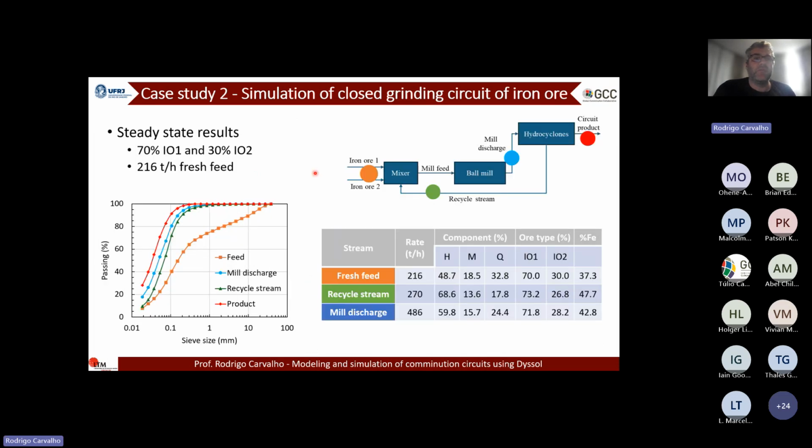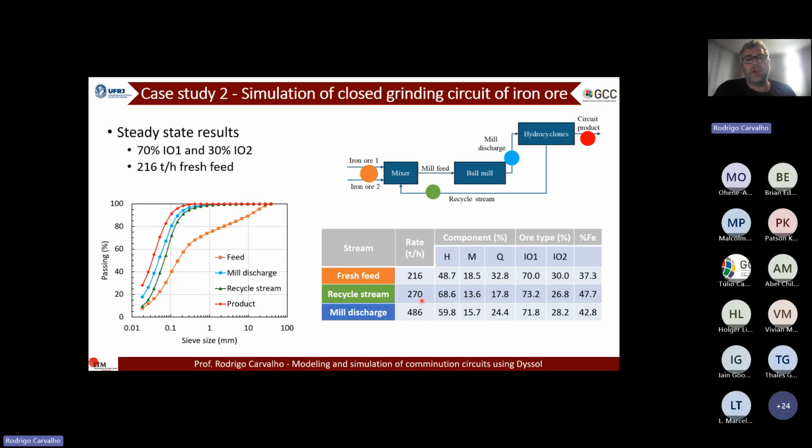So when we perform the simulation, just looking at the steady state results for the mill, the circuit goes through a transient stage until it reaches the steady state. So consider a feed of 70% of iron ore 1 and 30% of iron ore 2. Almost 210 tons per hour fresh feed.